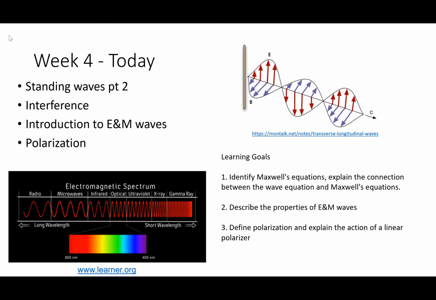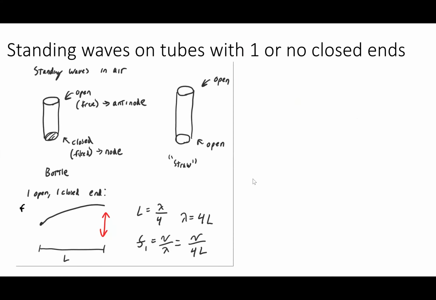So let's start off with just talking about interference, which we introduced last week. We talked about standing waves rather. We talked about standing waves with two fixed ends. So we looked at different resonant frequencies of those, and we talked briefly about standing waves made of air. So we had these two kind of paradigms, the bottle and the straw, right? Blowing on a straw is like blowing on a container that's open on both ends, whereas a bottle was open on one end, closed on the other.